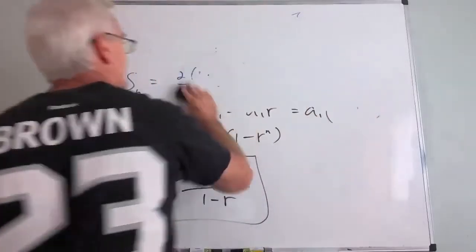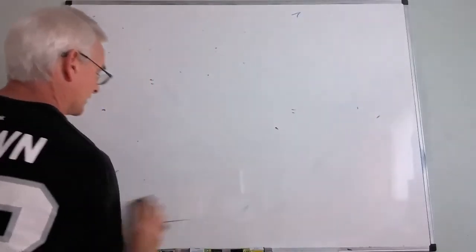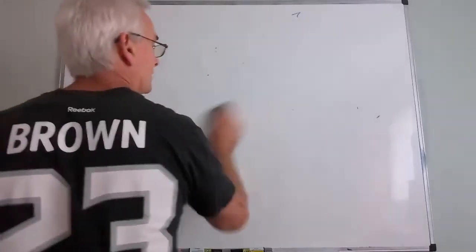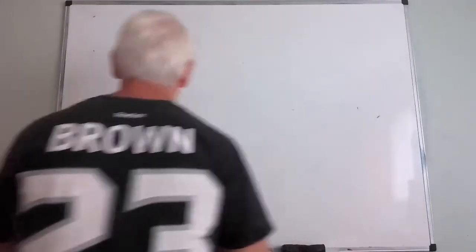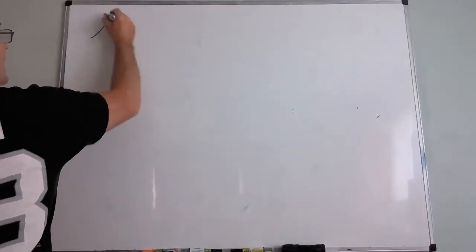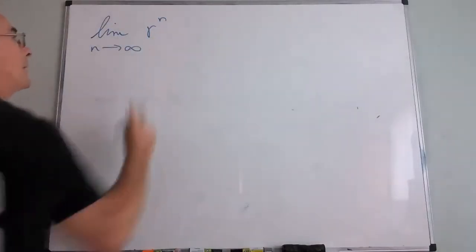Now, here's where I want you to pull out your calculator for a moment, because I want you to see evidence of what I'm telling you. We're going to put large numbers in our calculator and see what happens just to get an idea. So here's what I'd like to do. My next goal is to find the limit as n goes to infinity of R to the nth power.